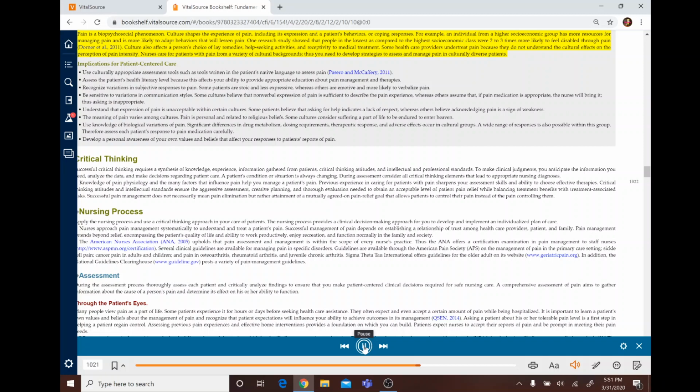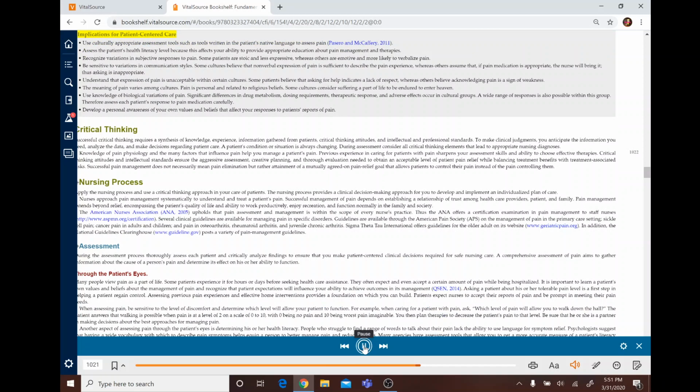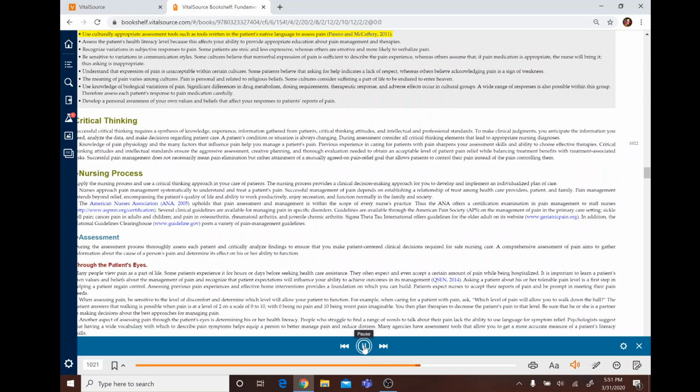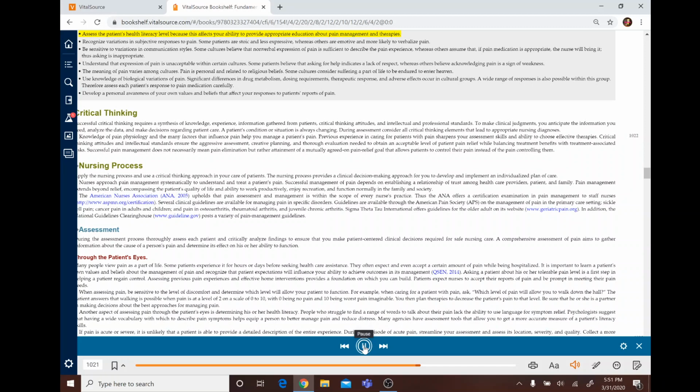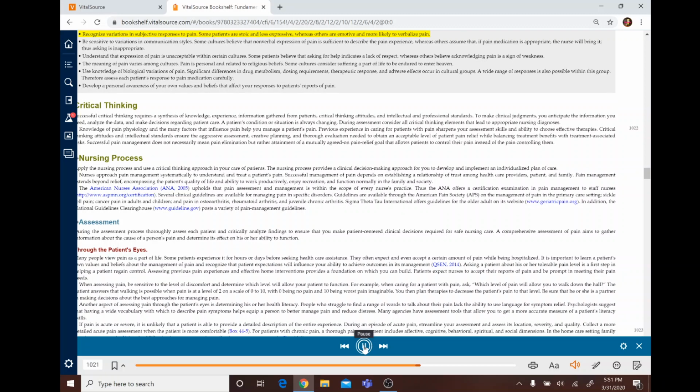Some healthcare providers undertreat pain because they do not understand the cultural effects on the perception of pain intensity. Nurses care for patients with pain from a variety of cultural backgrounds, thus you need to develop strategies to assess and manage pain in culturally diverse patients. Implications for patient-centered care. Use culturally appropriate assessment tools such as tools written in the patient's native language to assess pain. Ch44 and McCaffrey, 2011. Assess the patient's health literacy level because this affects your ability to provide appropriate education about pain management and therapies.